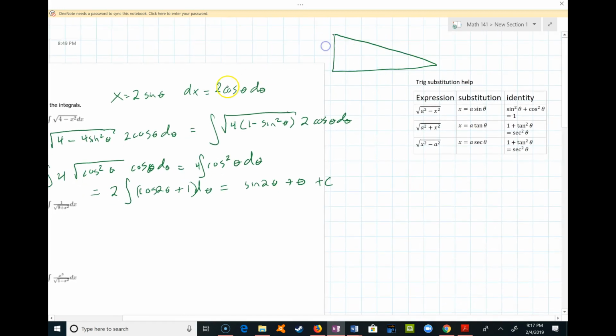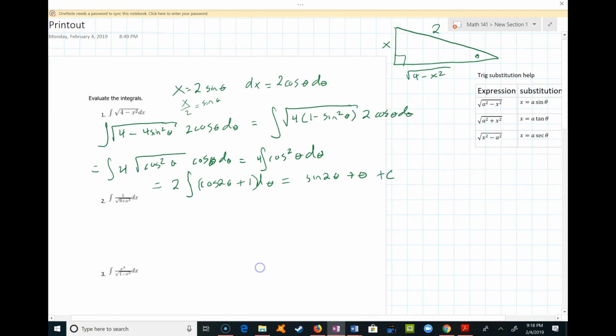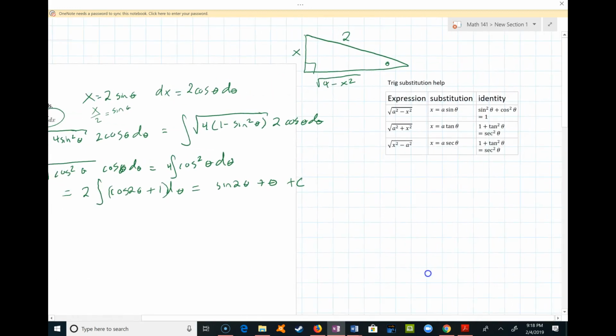When we made this substitution over here, we said that x is equal to 2 sine theta. So if we put a little theta there and divide both sides by 2, we get x over 2 is equal to sine theta. Remember sine is opposite over hypotenuse, so we could call this x and this 2. Which means this other side, using the Pythagorean theorem, would be the square root of 4 minus x squared. And notice that's exactly that phrase that we got in there. That's the way these things usually work out.